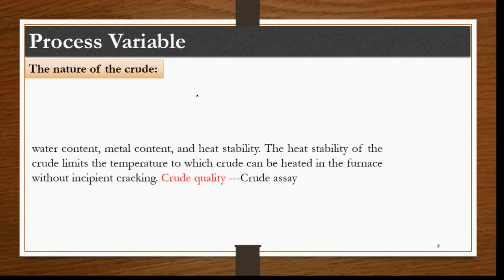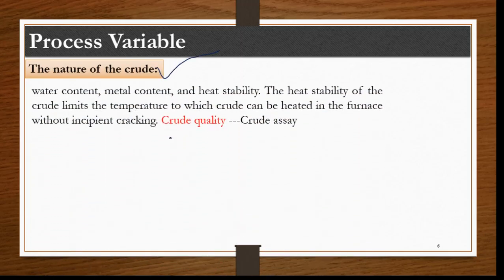Now come to the next, the process variables. What process variables do we need? For example, our first process variable, that is the basic thing, the feedstock, the nature of the crude oil. Their water content, their metal content, the heat stability, all these are very important things in the overflash. So overall the crude quality is a very important process variable, and that can be determined with the help of the crude assay. So the first one is the nature of the crude.